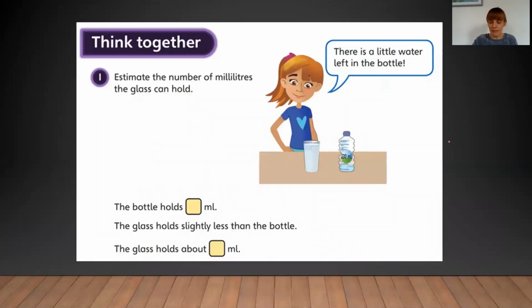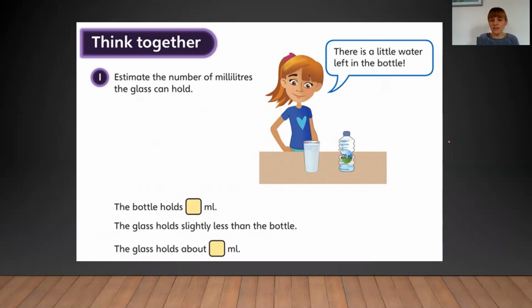Now here we're doing a little bit of estimating. So this girl's got a bottle of water that had 330 millilitres in it. Now she's trying to work out how much the cup will hold. So she's using that bottle to help her. This is a little bit like you could do at home today.